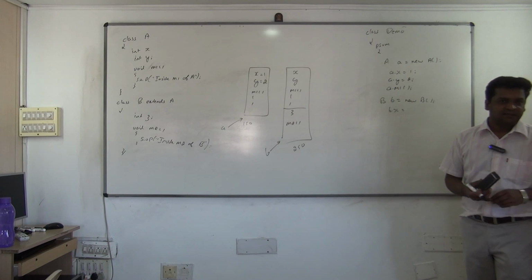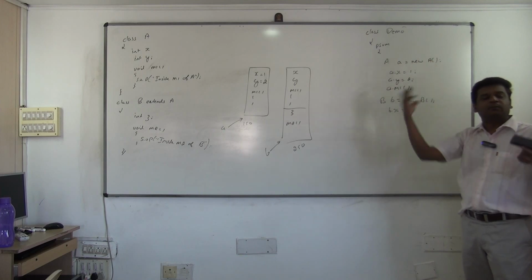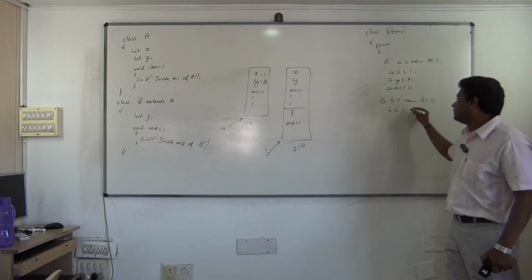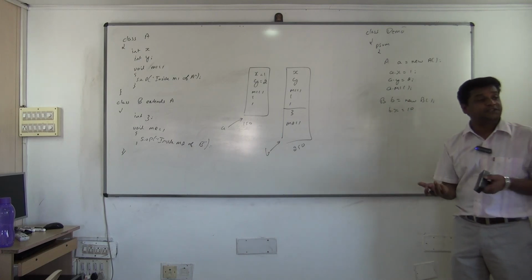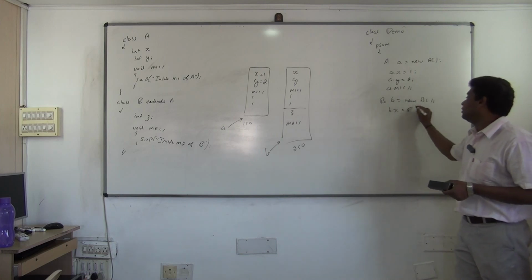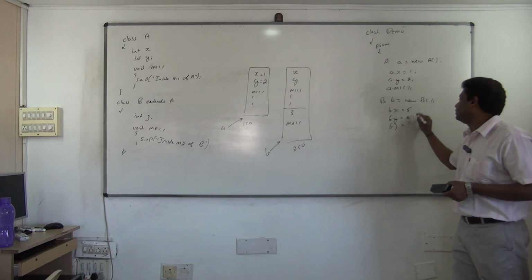Getting it now? Subclass reference variable is referring to subclass object. Here superclass reference variable is referring to superclass object. Means object and variable are of the same type. There's no problem. This you know already. See how we are working with the object using the variable, and I can access all the members. See this, b dot x is equal to 5, b dot y is equal to 6, b dot z is equal to 7. Valid.